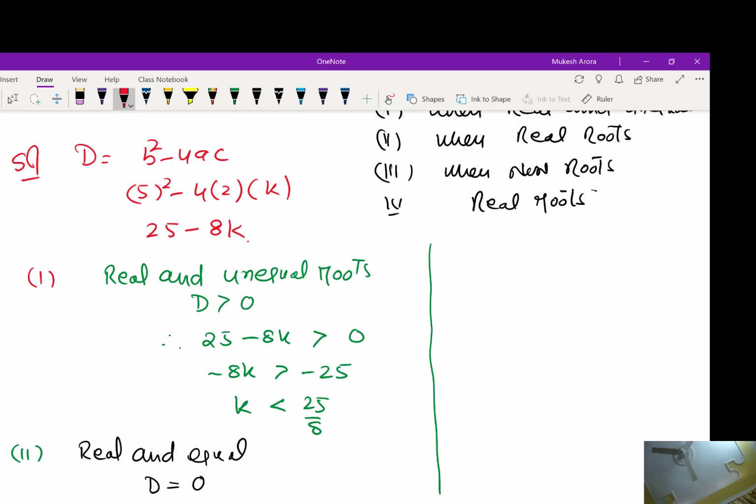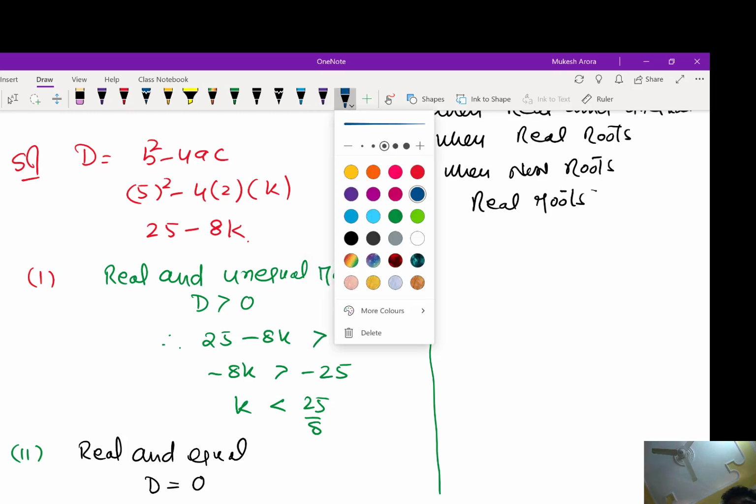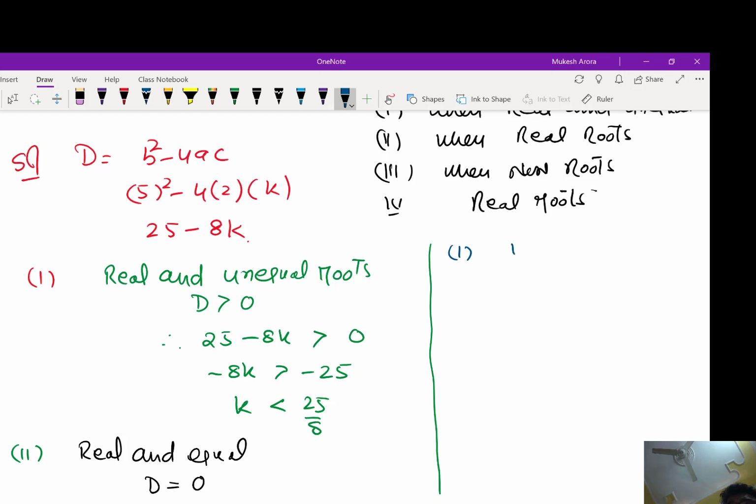Now some of you must have been confused with some of the things which I want to make you understand. You have to now see everything carefully. First case: if k is greater than 0, answer is k is greater than 0. Second case: if k is greater than minus 8, answer will be k is greater than minus 8. Third: if k is less than 8, so k is less than 8 is the answer.